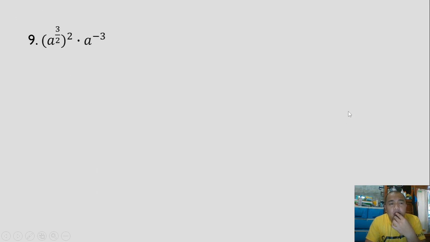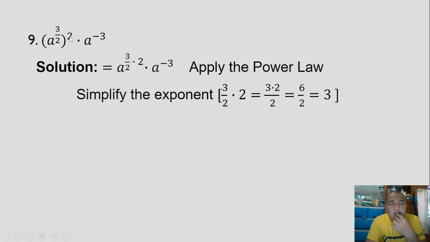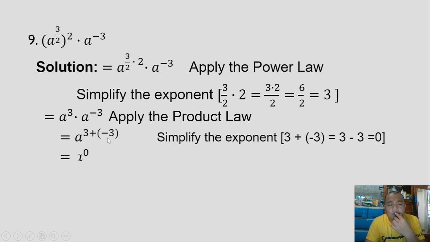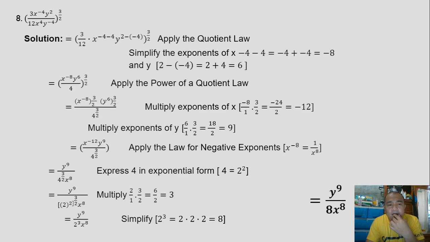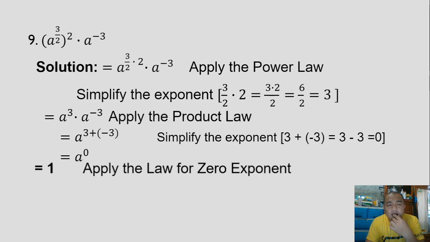Next, number 9: a raised to 3 halves, squared, times a raised to negative 3. Okay, same base. So first we multiply the exponents here. 3 halves times 2 is 3. So a cubed times a raised to negative 3 is, applying the product law, same base, add the exponents, which is 0. A raised to 0, and any number raised to 0 is 1. Zero exponent, right? So for number 9, the answer is 1. A raised to 0 is 1.